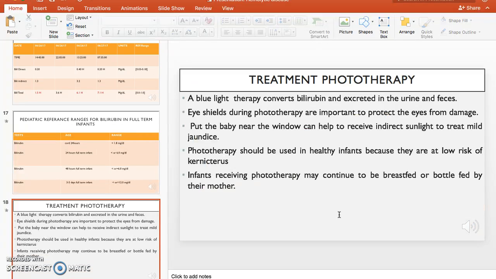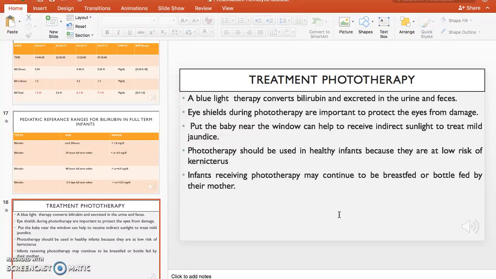Phototherapy is the best therapy that we can give the baby. It is a blue light therapy that helps break down bilirubin, which is excreted in urine and feces. Eye shield is very important. We have to cover the eyes of the baby because the rays from the phototherapy can damage their eyes. Putting the baby near a window is another treatment. Sunlight breaks down the bilirubin level.